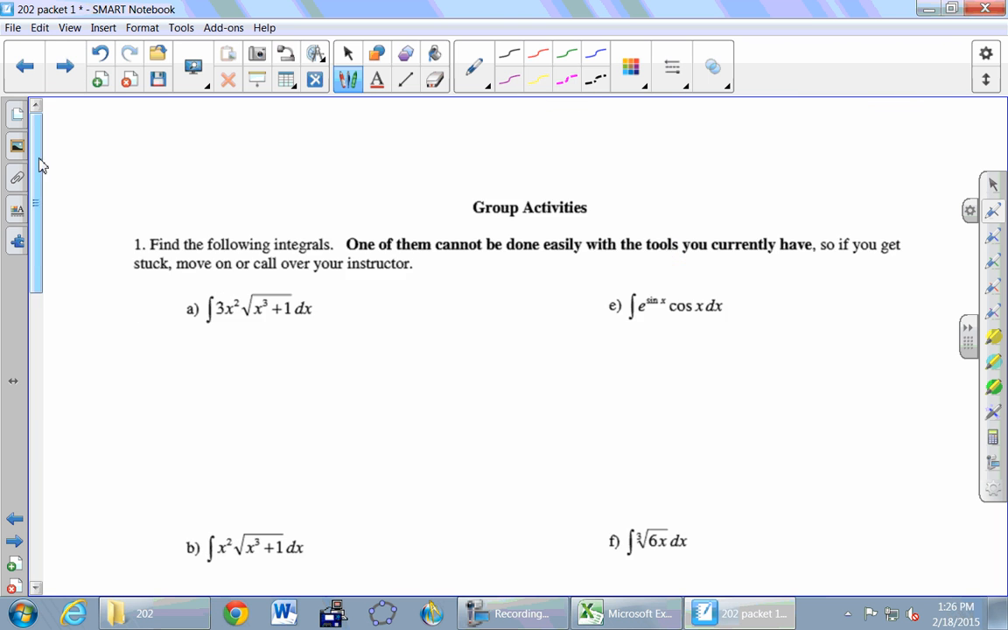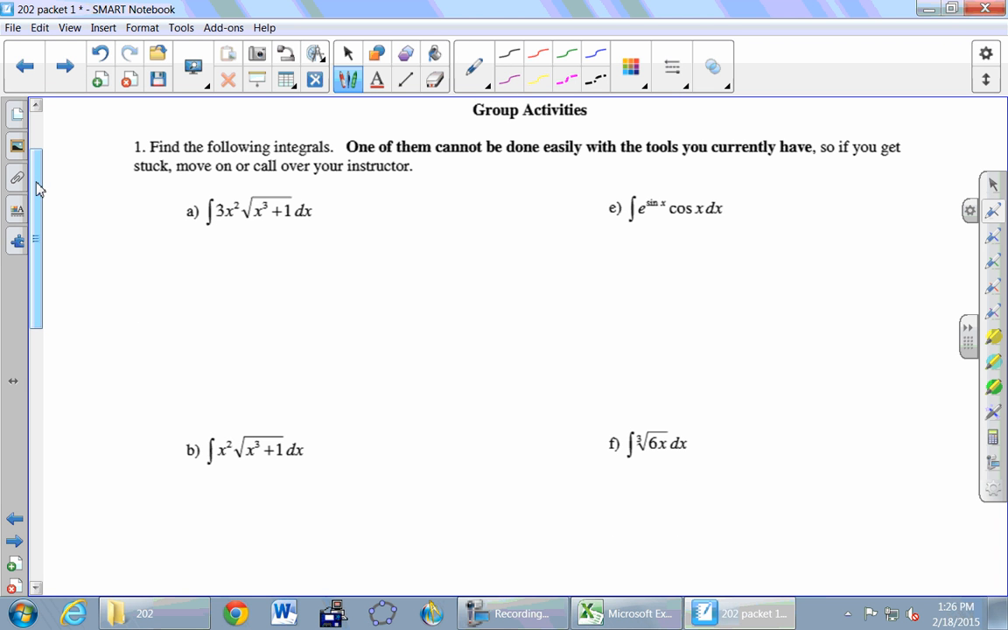Okay, so group activities are here. Again, I encourage you to follow the process, write out all those steps. Don't let anything be murky.